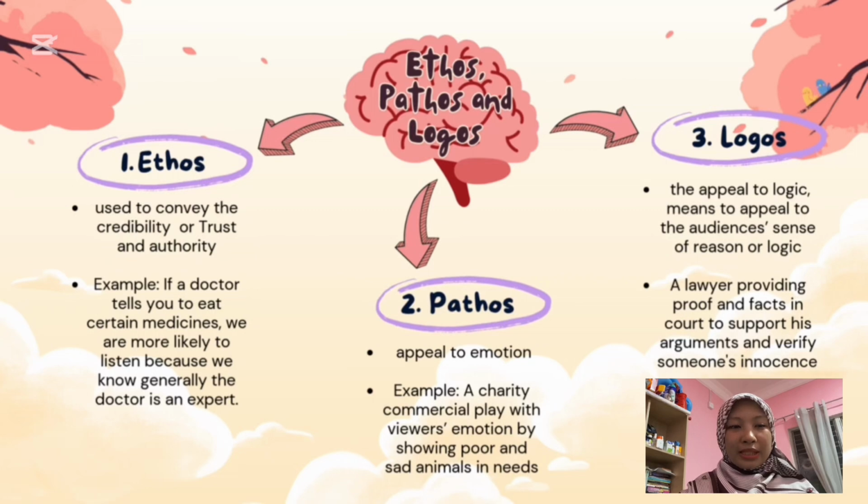Next, pathos. Pathos is more about emotion. For example, a charity commercial plays with viewers' emotion by showing poor and sad animals in need. Next, logos. Logos is more about logic, the audience's sense of reason or logic. For example, a lawyer providing proof and facts in court to support his arguments and verify someone's innocence.